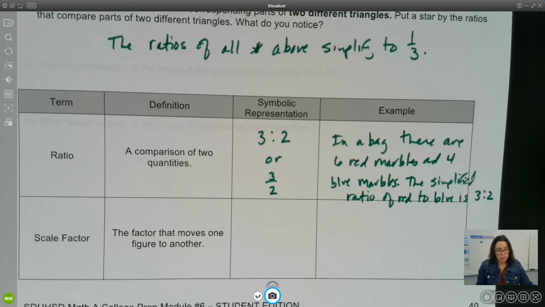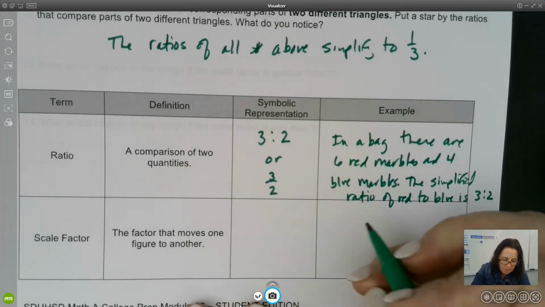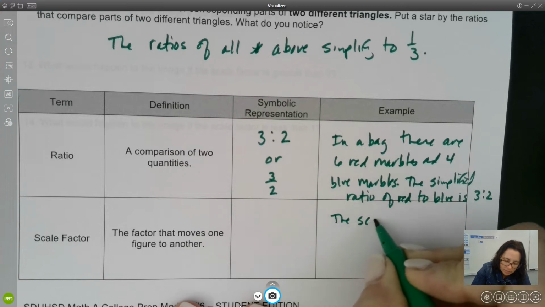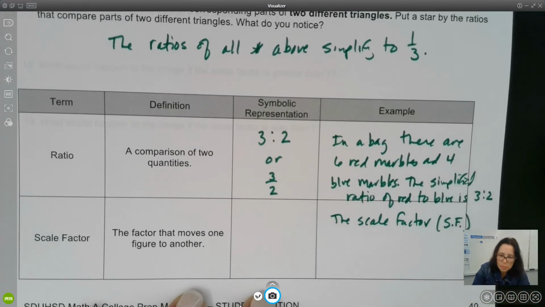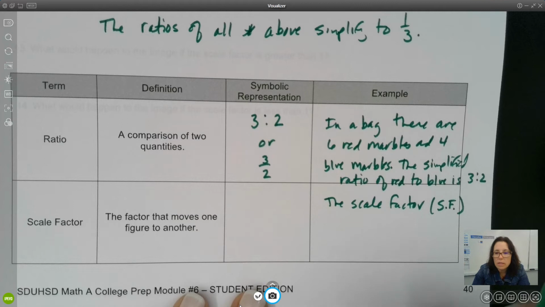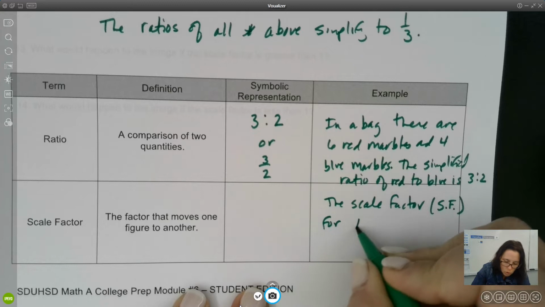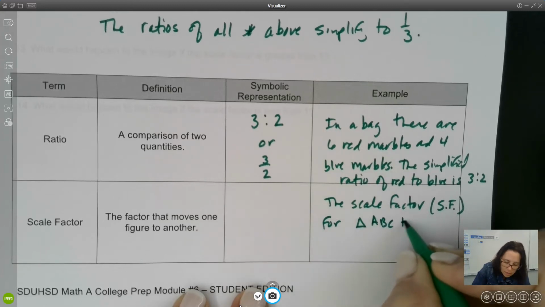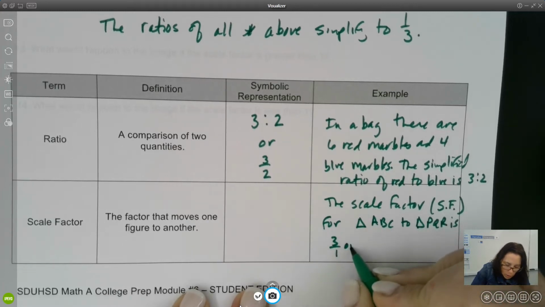Okay, scale factor, we just started talking about on the last lesson. It's the factor that moves one figure to the other. So I'm going to reference the triangles at the very top right of this paper. The scale factor, and a lot of times just for shortcut, I'll do SF just because I'm lazy. Nothing official. That's just a Newman thing. That's not a for reals thing. The scale factor for triangle ABC to triangle PQR is 3/1 or 3.